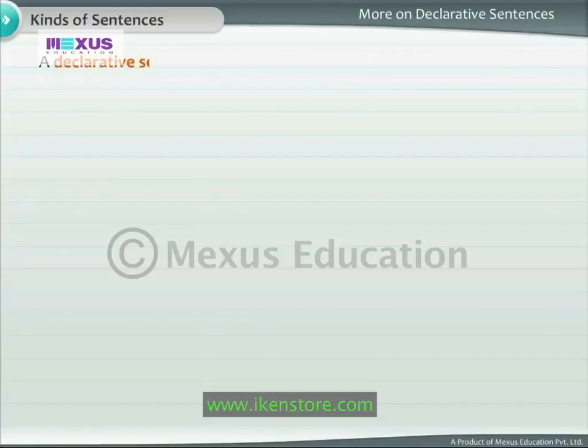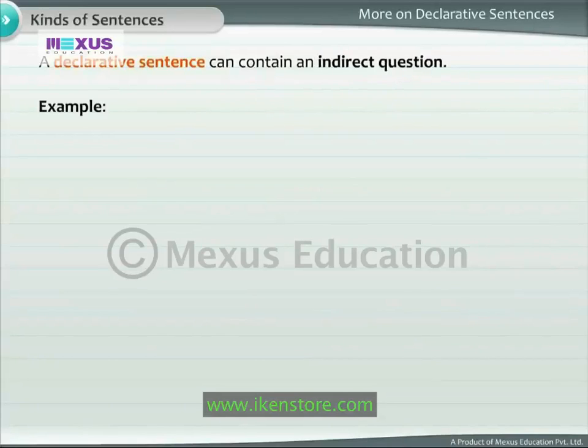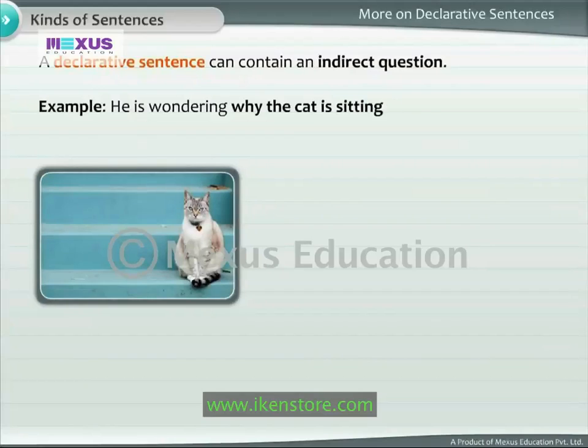A declarative sentence can contain an indirect question. For example, he is wondering why the cat is sitting there. The sentence contains the indirect question, why the cat is sitting there. However, the speaker is making a statement. So, it is a declarative sentence.